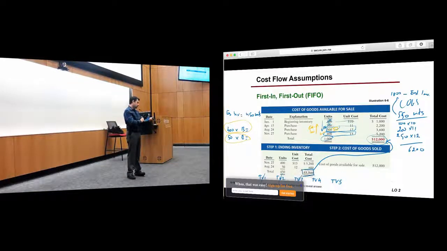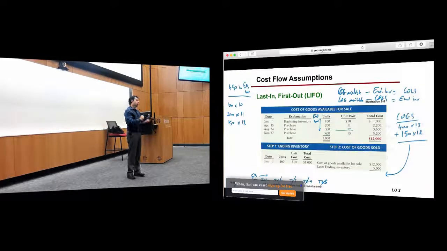LIFO will be the other way around. With LIFO, we are selling the latest ones first, so the cost of goods sold will be from this one. And you go backward. So this one was sold because we sold 550, and 150 from this one. And from this one here, we have 150. That's the same 150 here.